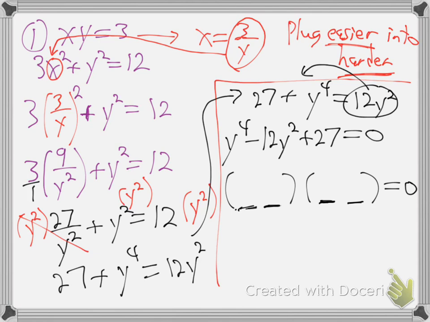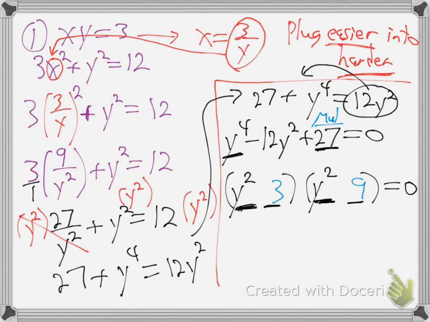So we want, remember how it works? The front one times the front one is y to the 4th. What times what? Yeah, y squared. Y squared in the front, so I'll make y to the 4th. Okay, and then how about the back? What multiplies to be 27 at the back? What times what's 27? 3 and 9.